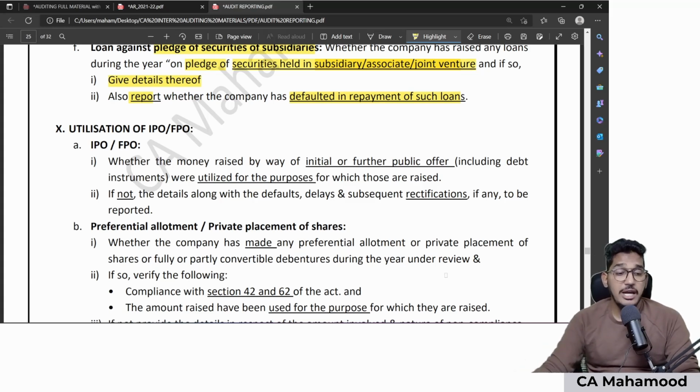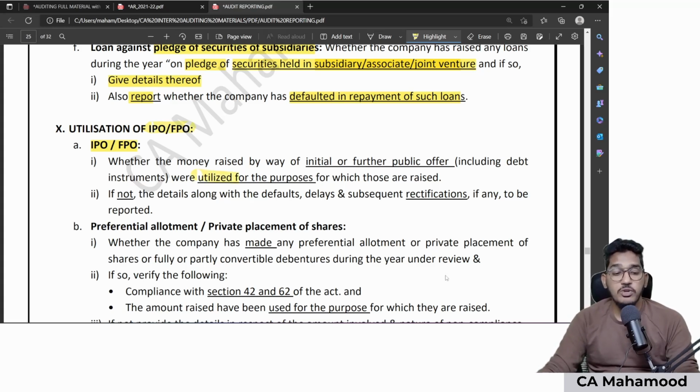10th point is regarding IPO or FPO. So, when it comes to IPO or FPO, they have two sub-points here. Whether your client has raised the money by way of IPO or FPO, including debt instruments. If yes, they will tell some purpose to the investors, no, for so and so purpose we are raising this IPO, FPO. As an auditor, I need to check whatever amount that has been raised from IPO or FPO, whether that amount has been used only for the set purposes.